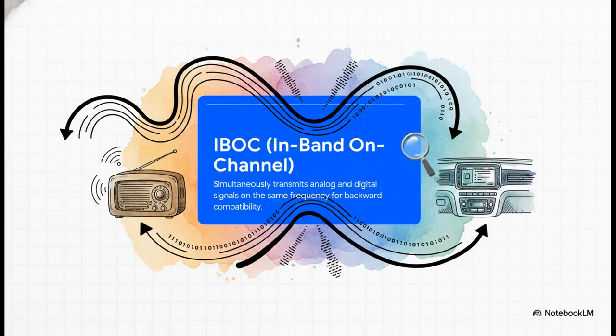So what does that actually look like? Well, it means someone driving a vintage car with an old radio just keeps hearing that standard analog FM signal, no problem, no disruption whatsoever. But someone in a new car with an HD radio receiver, they get to unlock all that new digital goodness, and it's all coming from the exact same broadcast.